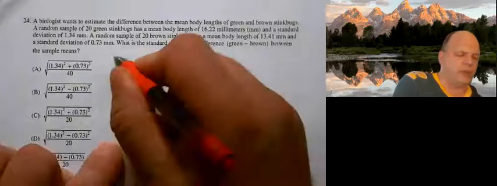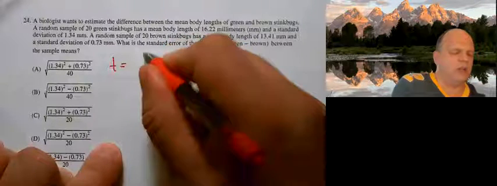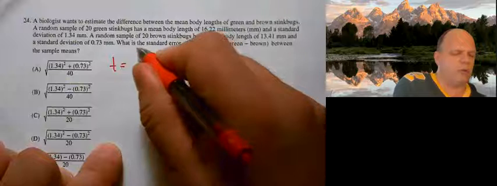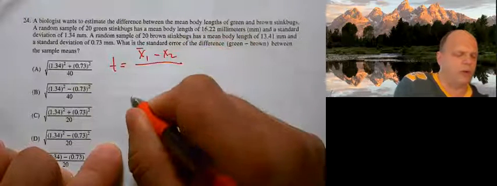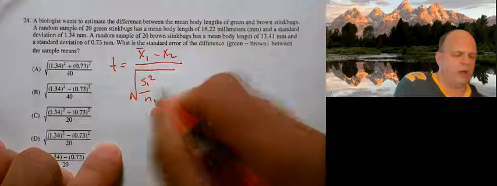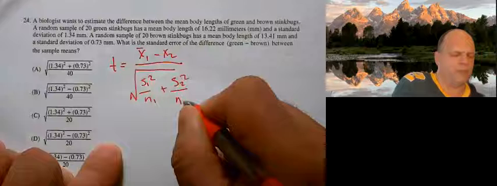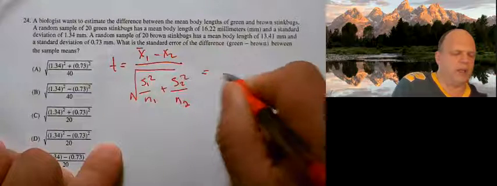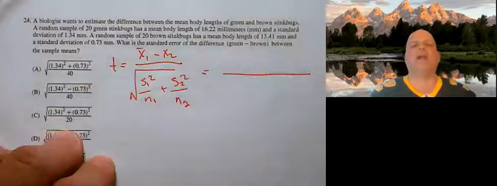All right, so they're just trying to upset you a little bit. So here's the equation. T equals x bar 1 minus x bar 2 over the square root of S1 squared over N1 plus S2 squared over N2. Let's plug into that equation. All right, they want to go green minus brown.